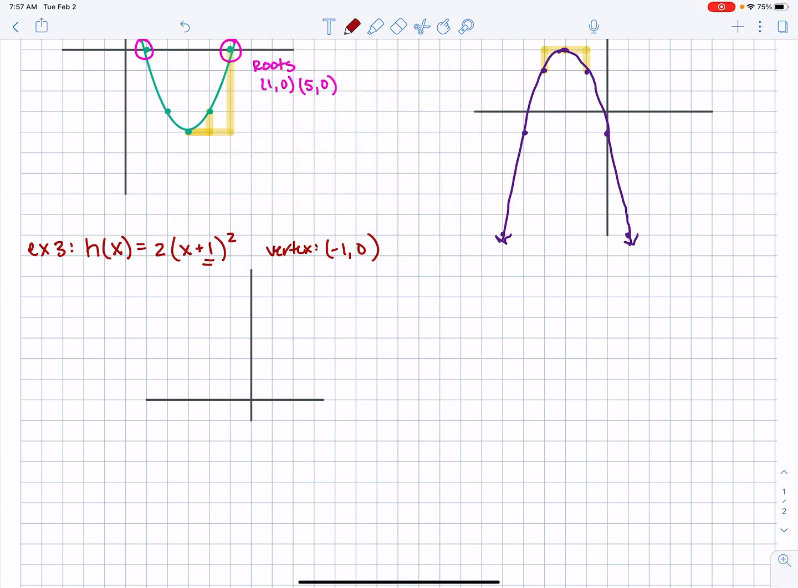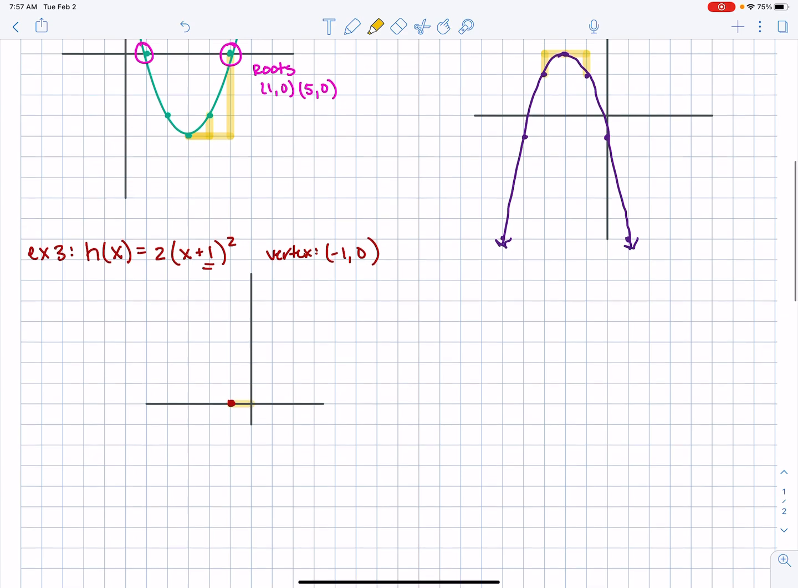Okay, so we're starting at this vertex here, -1, 0, but now watch this relationship. We're going to go over 1, and normally we go over 1, up 1. Now we're going to go over 1, up 2. We're going to stretch it by the amount of a. And again, over 1, up 2.